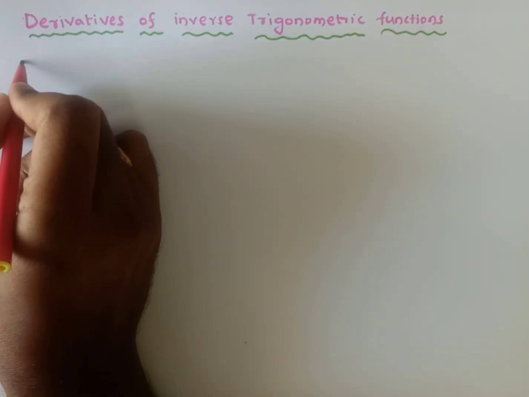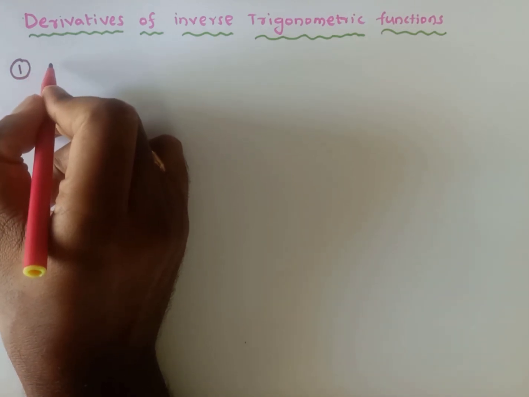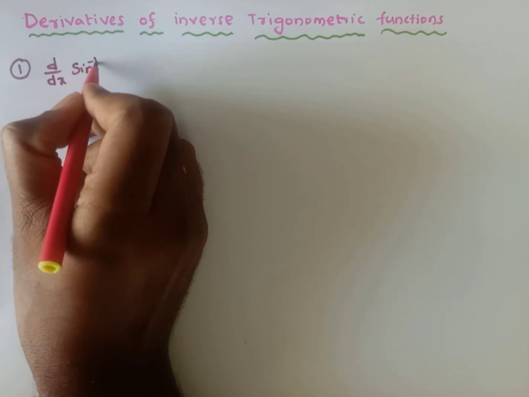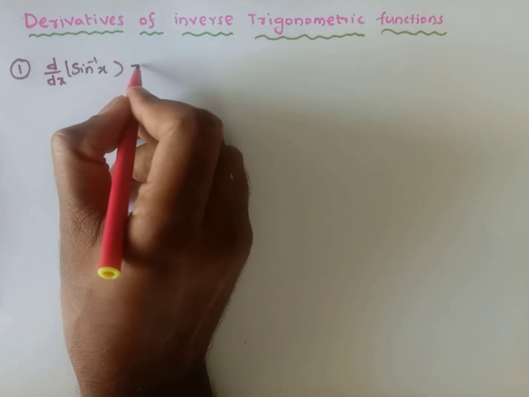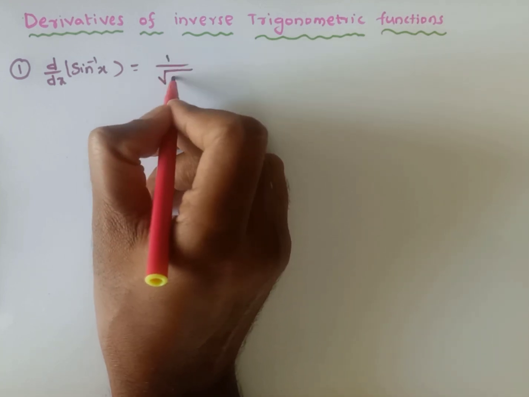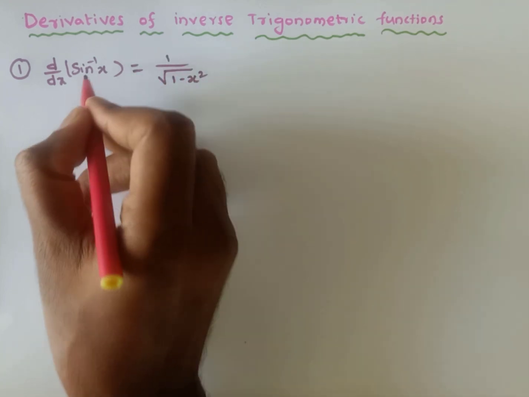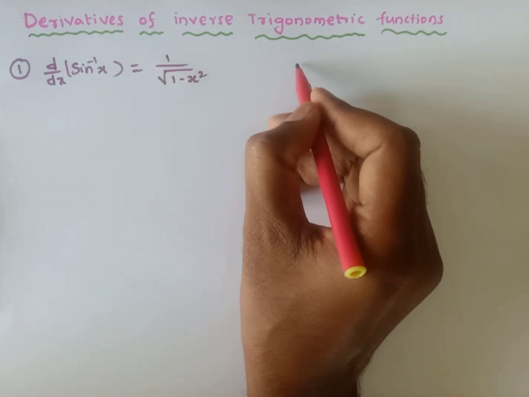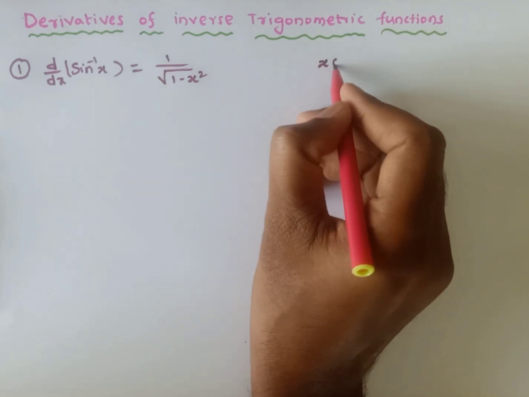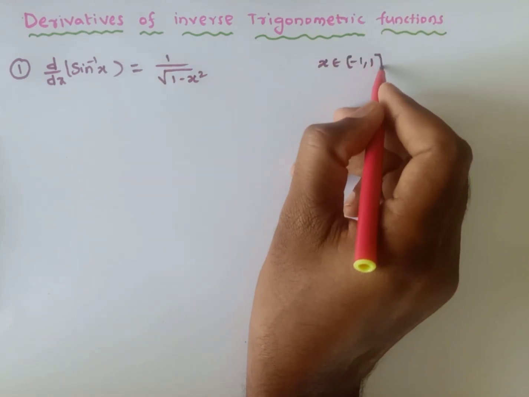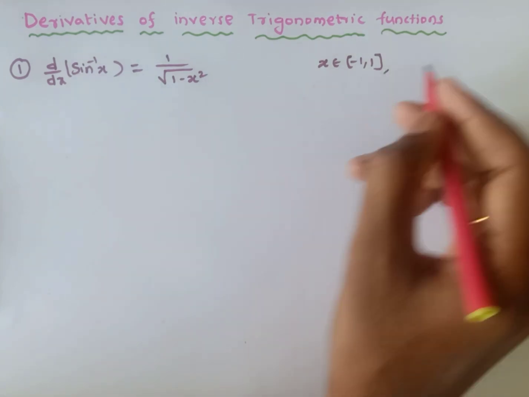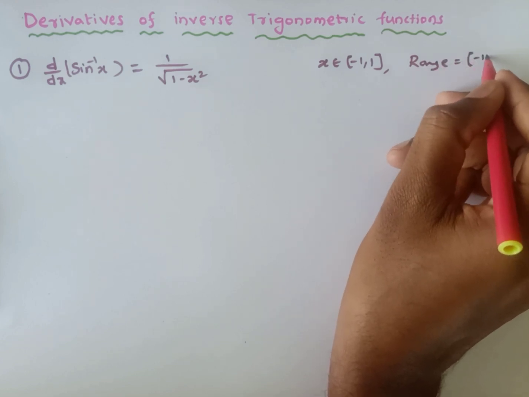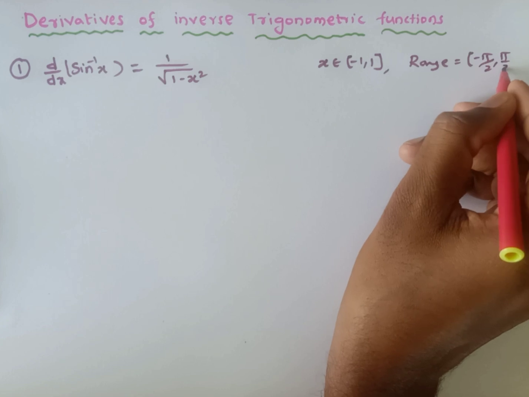So the first inverse trigonometric function is sine inverse of x. The derivative of sine inverse of x, d by dx of sine inverse of x, is 1 by square root of 1 minus x square. As we know, the domain and range of sine inverse x: the input values of x are from minus 1 to plus 1, and the range of sine inverse x is minus pi by 2 to plus pi by 2.